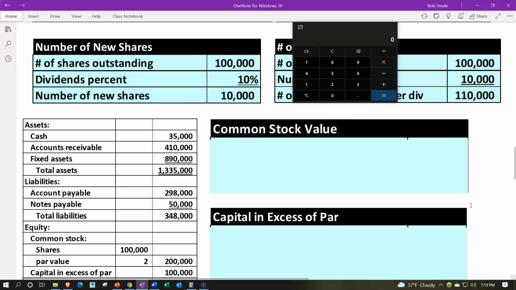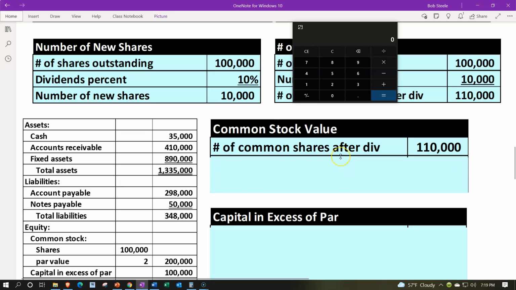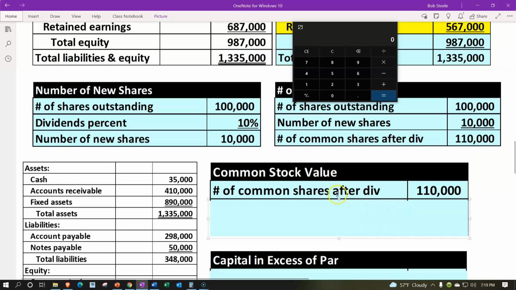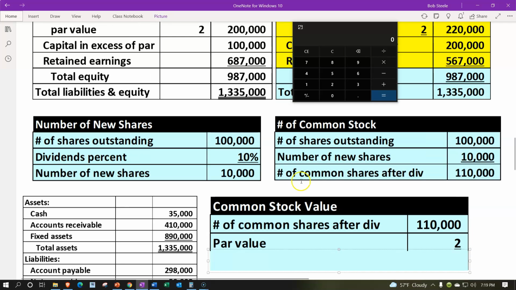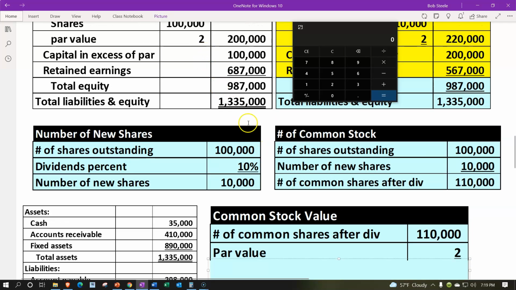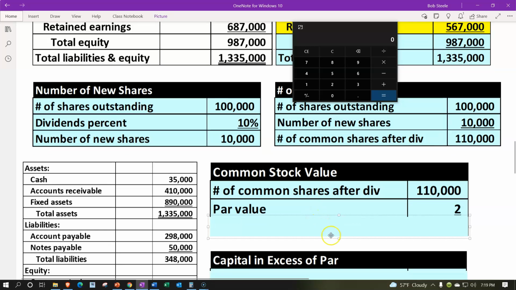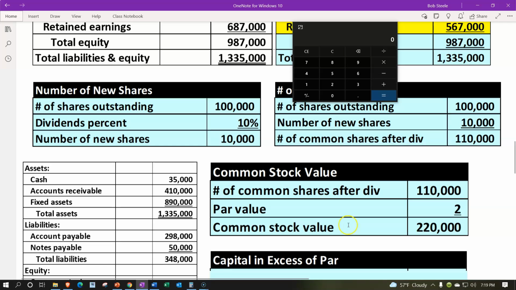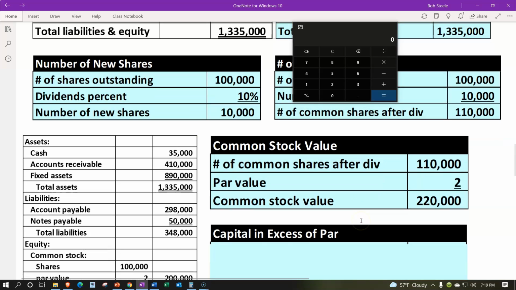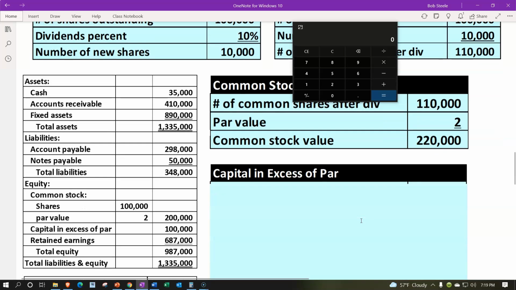110,000 shares out there. Now we're going to say, well, what's going to be the common stock value? The common stock value, we're going to say, is the number of common shares after the dividend, which is 110,000. And then we're picking up the par value at 2. Now note what's happening. The par value didn't change as it did with the split. So we're still going to have the same par value of 2, but now we have 110,000 shares. So 2 times 110,000 means the common stock value is going to be 220,000.